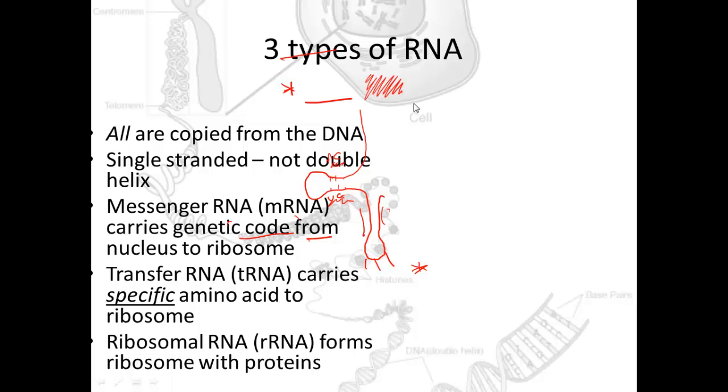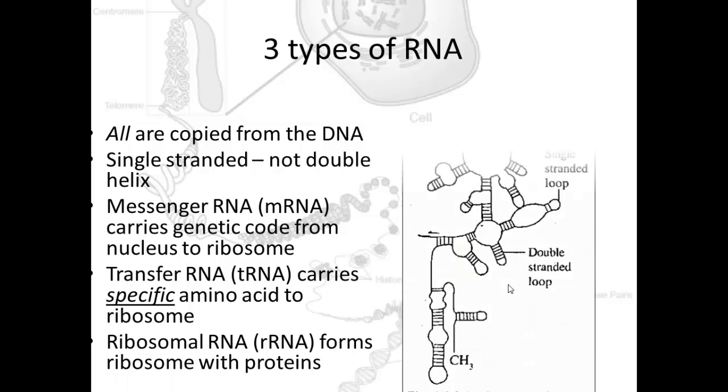Ribosomal RNA is a big, long, ugly, maybe beautiful molecule. And the role of ribosomal RNA is to form the ribosomes with proteins. A ribosome is a complex of rRNA and protein. rRNA looks like this. Again, you can see it's single-stranded. There's no way on earth you're going to be required to remember this structure at AS level, but just see that it is actually single-stranded, even if it does have these pairing regions along it like that.